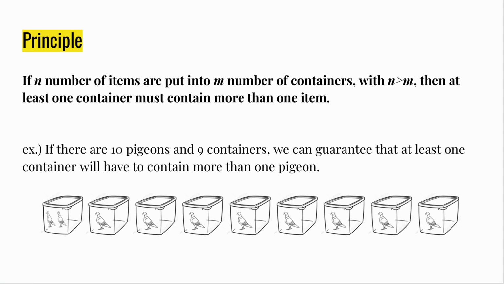For example, as the diagram shows, if there are 10 pigeons in 9 containers, we can guarantee that at least one container will have to contain more than one pigeon. This logically makes sense, as even if each container holds one pigeon each, that would still leave one pigeon left, forcing it to be in one of the containers. This causes at least one container to hold 2 or more pigeons.